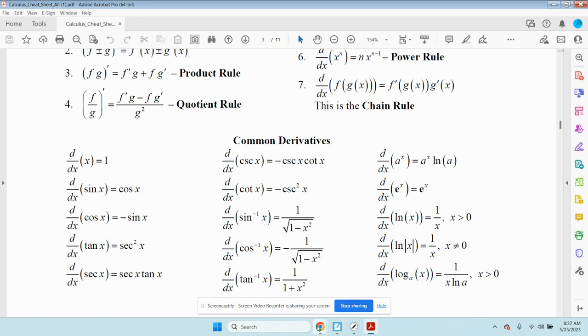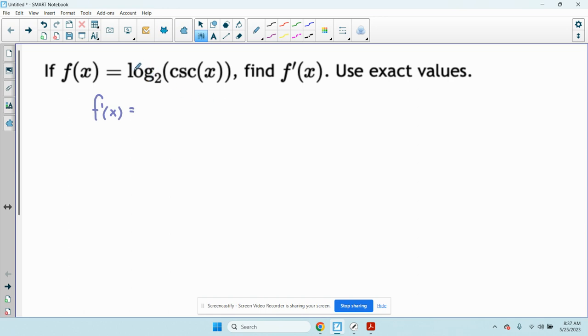Okay, so the outside function here is this log base 2 of x. So here we can think of this as the outer function. We'll just say it is h of x. The outer function is going to be log base 2 of x. The inner function, we'll call that g of x, is going to be cosecant x. So I'm going to differentiate the outer function, but leave the inside the way it is.